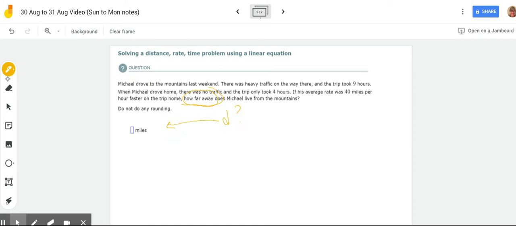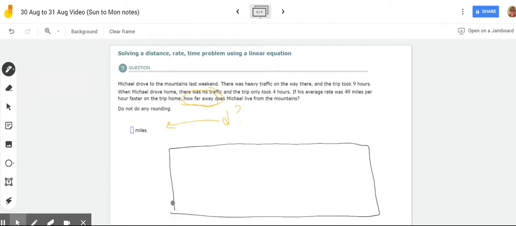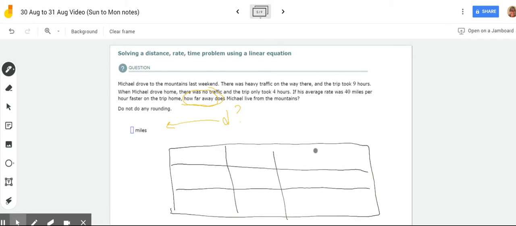Okay, so let's start with drawing our chart. This is a there and back problem. It's where you go there and you go back and the rates are different. Okay, so like Michael left and he went to the same place and then came back again. And it's asking you, how far away does Michael live from the mountains? So it's not asking you for the total trip. It's asking you for this part right here, either the distance there or the distance back. It's going to be the same thing, right?